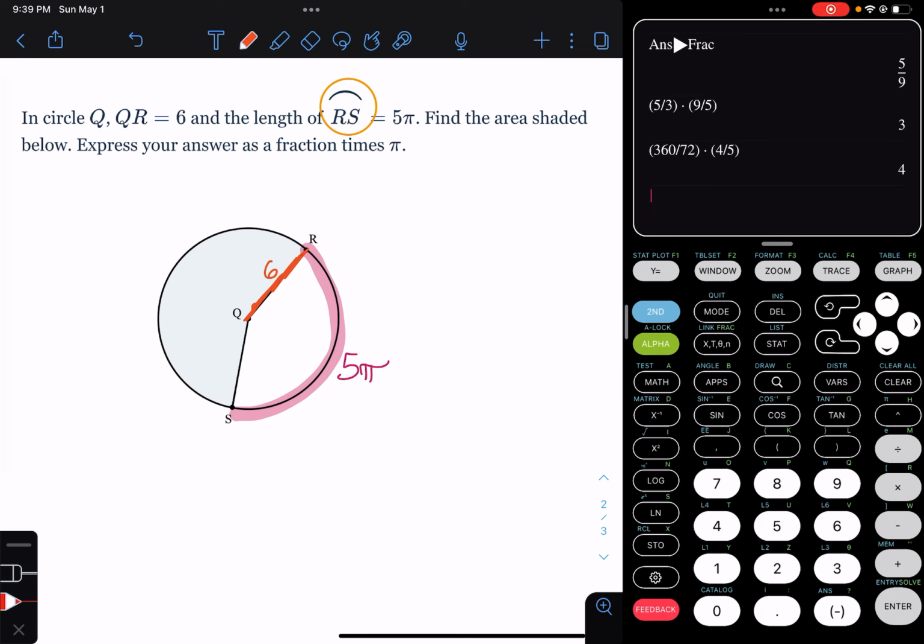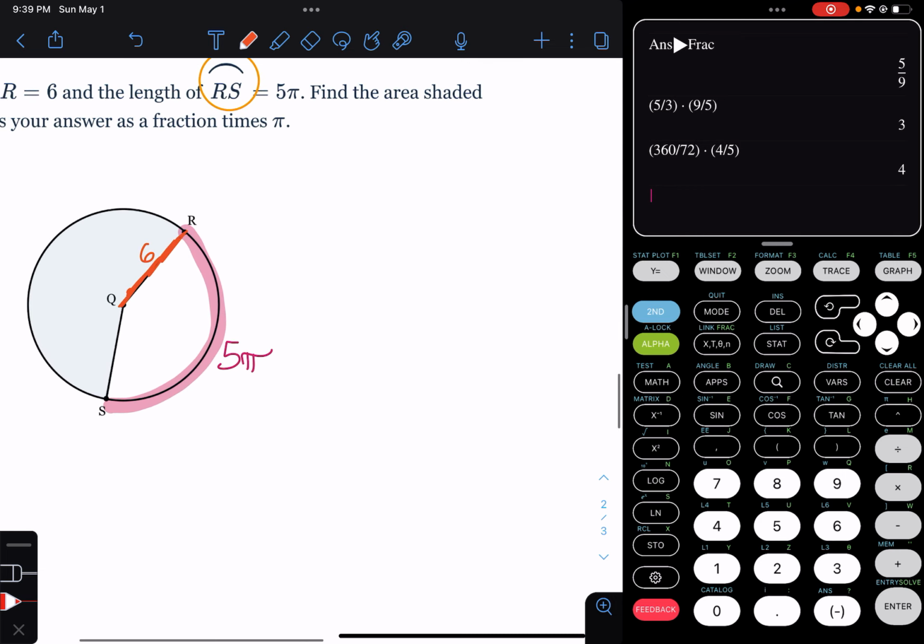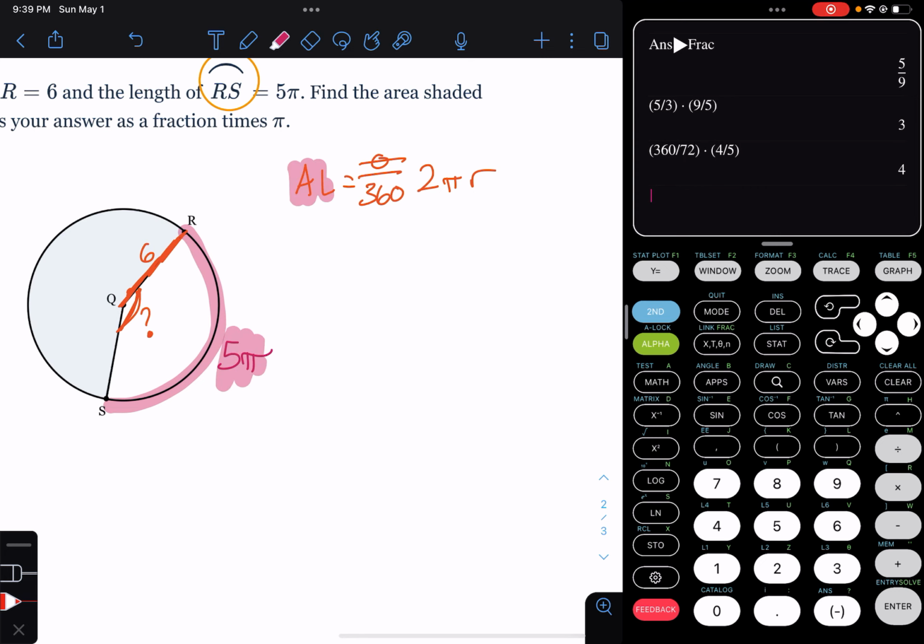However, what they're asking for is the area of this shaded region. So really, we're going to have to use the arc length formula to figure out this angle. So let's first figure out what this angle is here. We know that arc length is equal to theta over 360 times 2 pi r. I've got my arc length of 5 pi and my radius of 6.